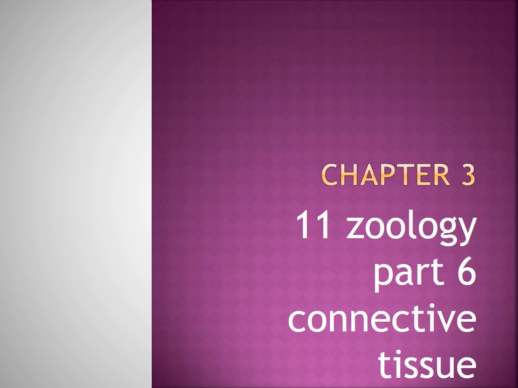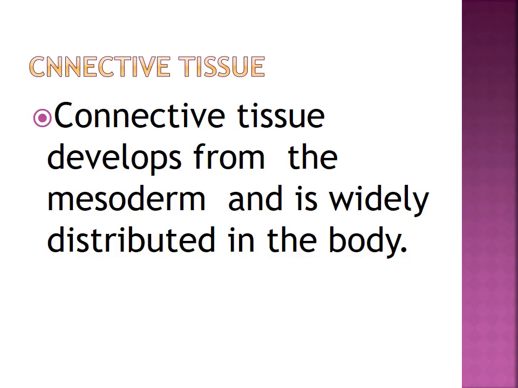Okay, so let's start today with a new topic, connective tissue. So let's study in detail about connective tissue. What is called connective tissue? Connective tissue develops from the mesoderm and is distributed in the body. There are three main classes, namely loose connective tissue, dense connective tissue and specialized connective tissue. The major functions of connective tissue: binding, support, protection, insulation and transportation.